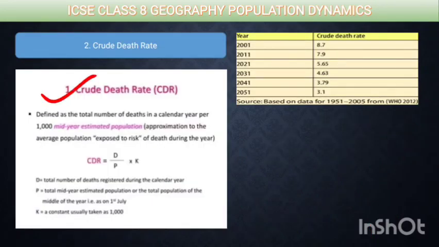You can see the crude death rate in the same way: number of deaths in a particular year divided by population in mid-year, multiplied by 1,000. And according to the 2011 census, the crude death rate in our India is 7.9.